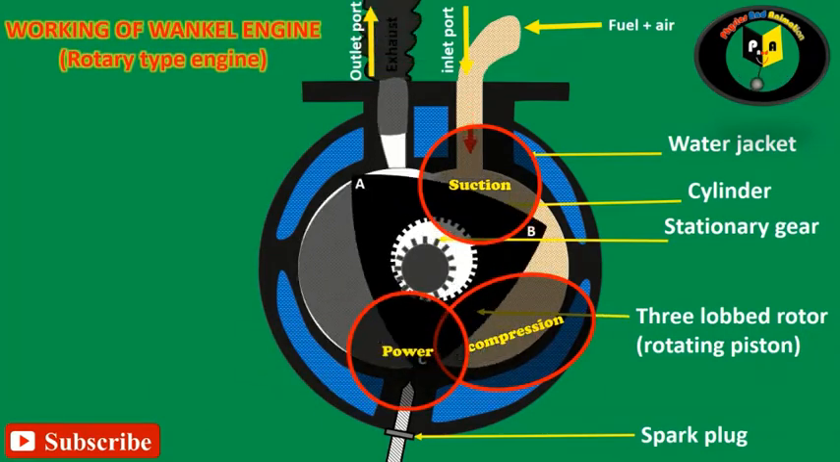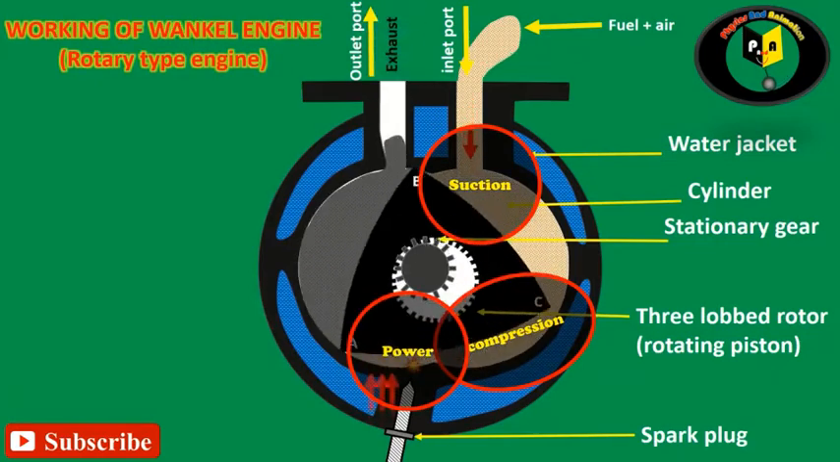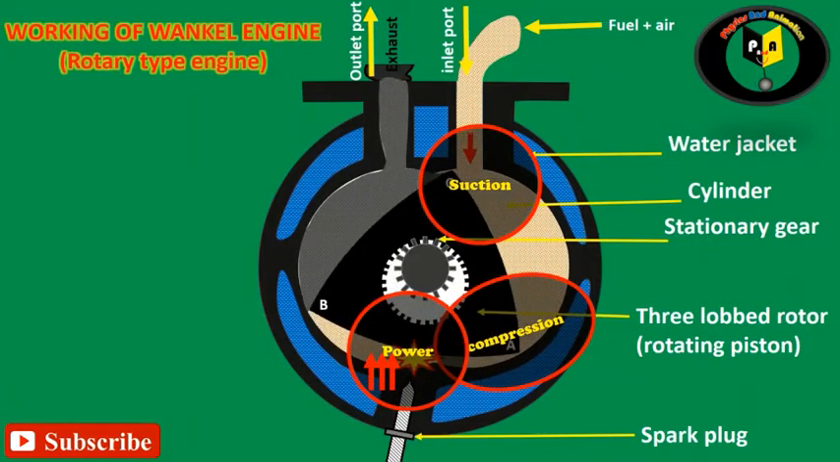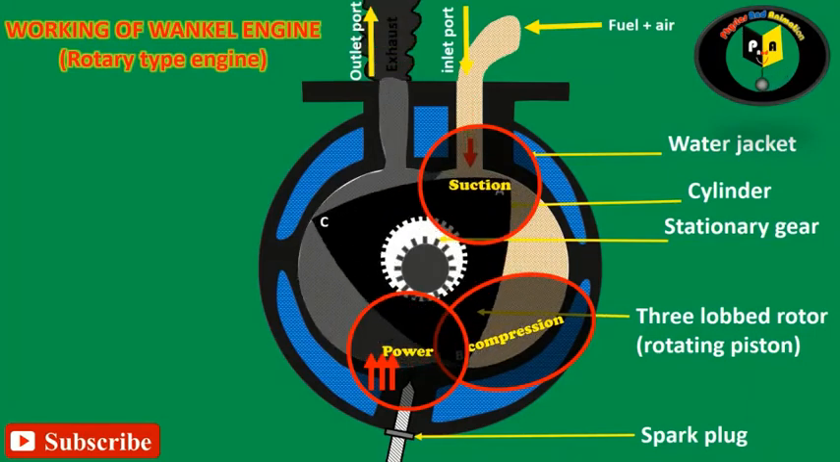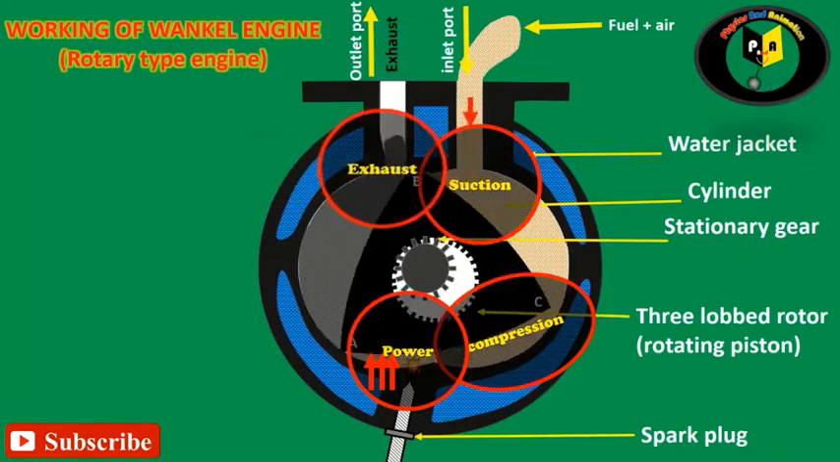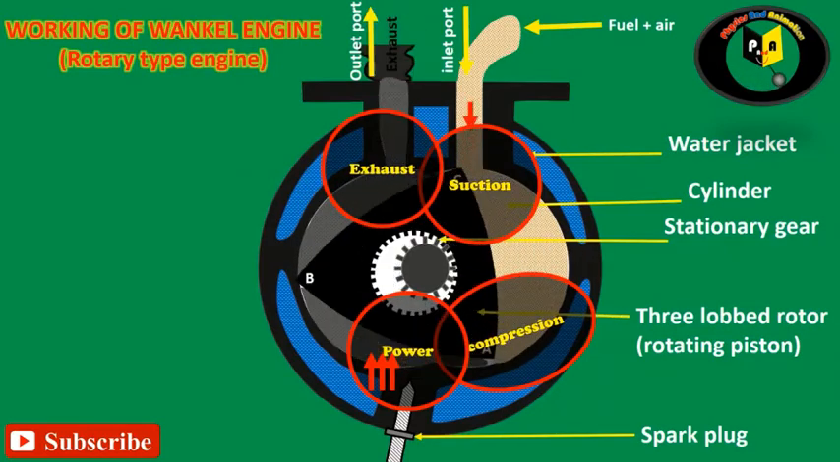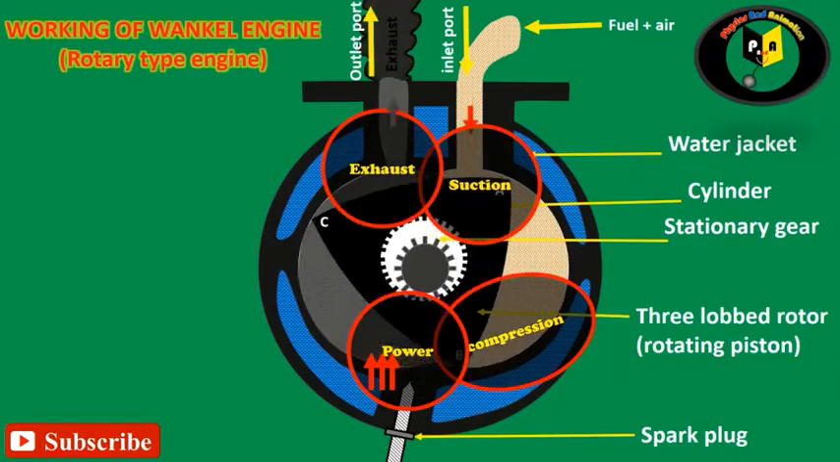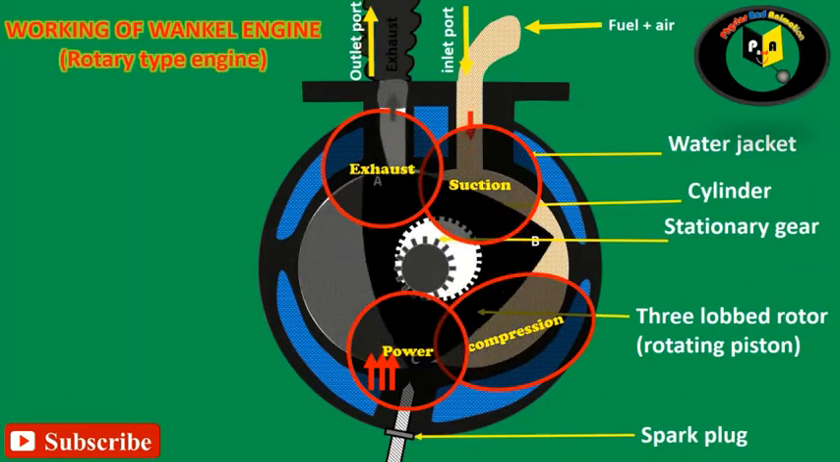Third stroke, power stroke. Ignition causes the mixture to burn and expand, imparting energy to the rotor for its power stroke. As a result, the size of the chamber increases as shown in the animation. Fourth stroke, exhaust stroke. The leading lobe passes the exhaust port and leaves it open for the gases to escape till the lobe behind it covers the exhaust port.